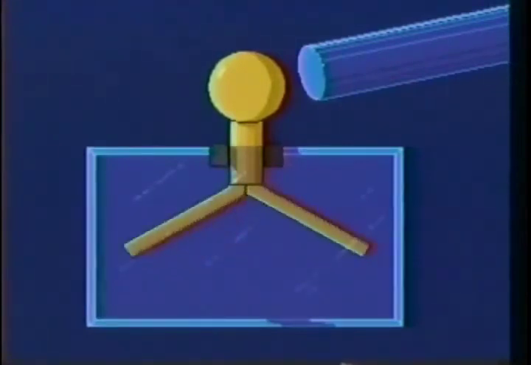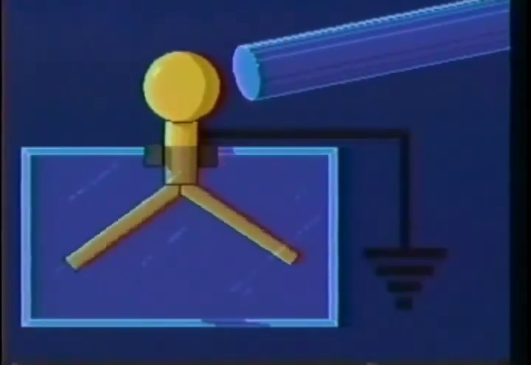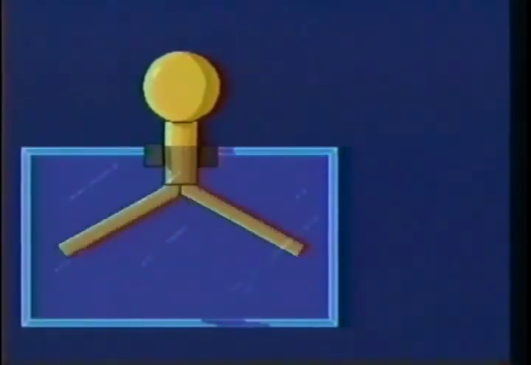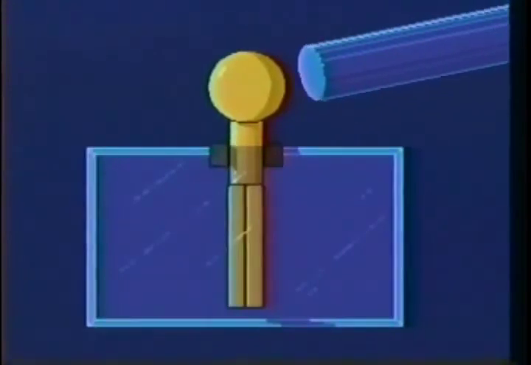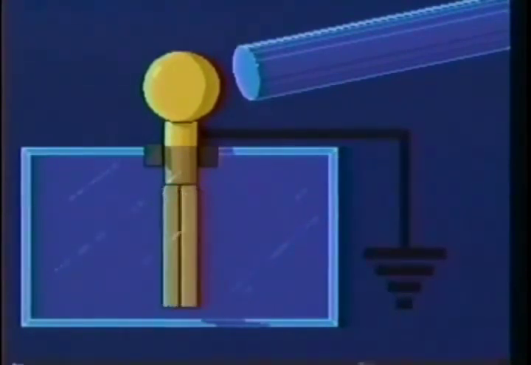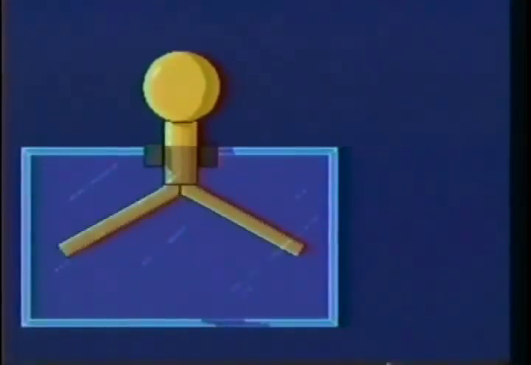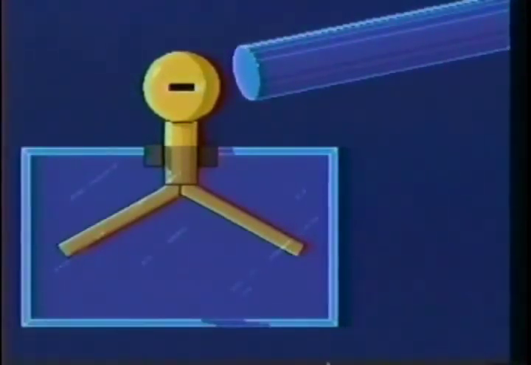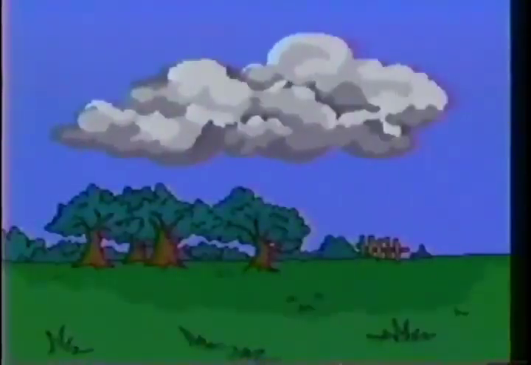Since there was no exchange of charge between the rod and the electroscope, the rod can be used to charge any number of electroscopes. Each electroscope will acquire a charge opposite to that of the rod. Charging by induction often occurs in nature.